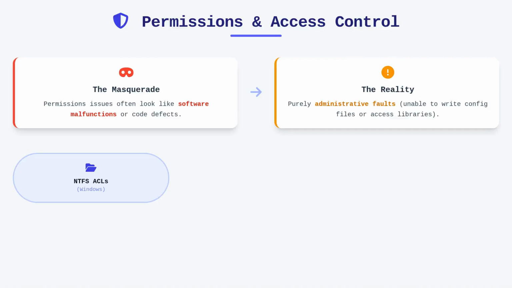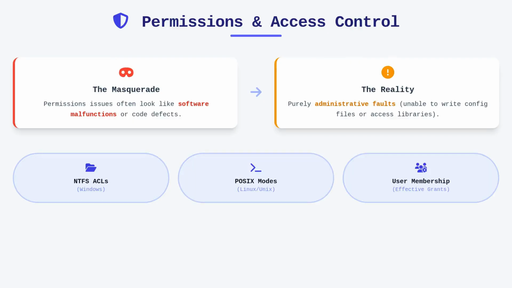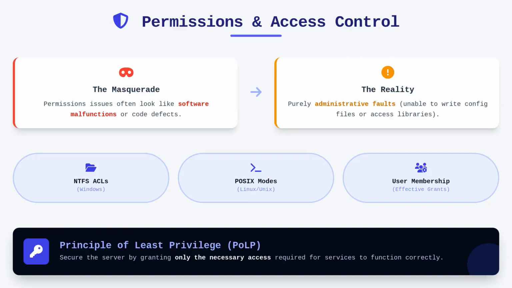Verifying the effective permissions on a file or folder involves checking both user membership and specific access grants to ensure proper reach. By applying the principle of least privilege, we secure the server while ensuring that required services have the necessary access to function correctly.